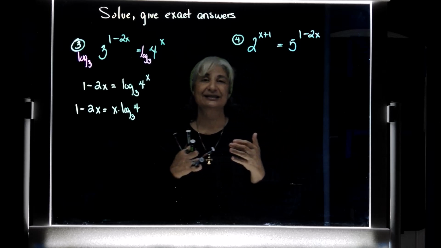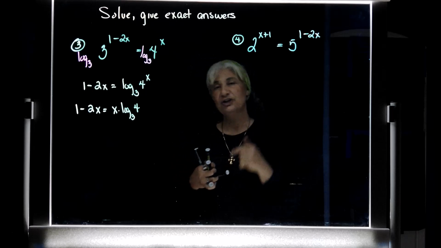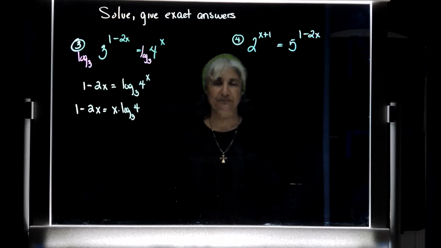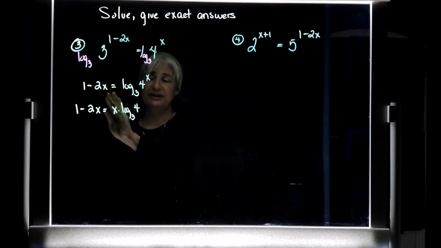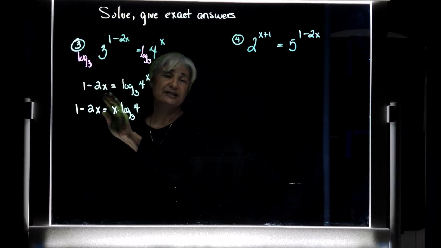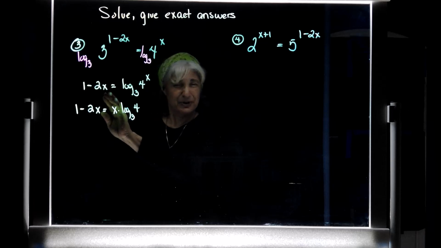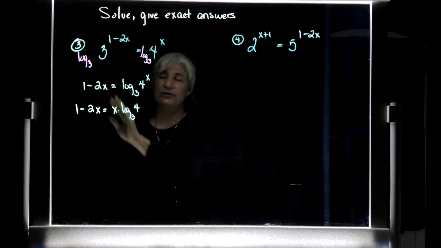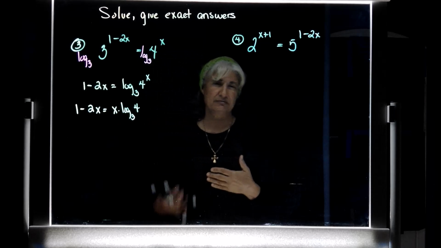And then you're like, I have no idea. You know what's bugging you? This log base 3 of 4. Tell me, forget the x for a moment. Log base 3 of 4, is that a variable or is that a number? You're right, it's just a number. I have a number being multiplied by x, don't I?